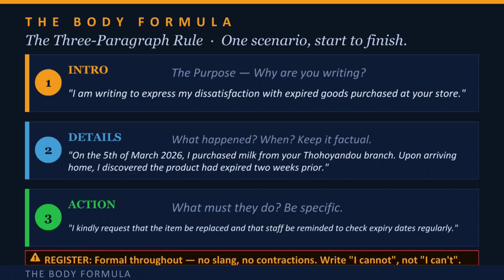One final rule on language. Keep your register formal from start to finish. No slang, no contractions. For example, I cannot, not I can't. Informal register costs you marks even if your structure is perfect.